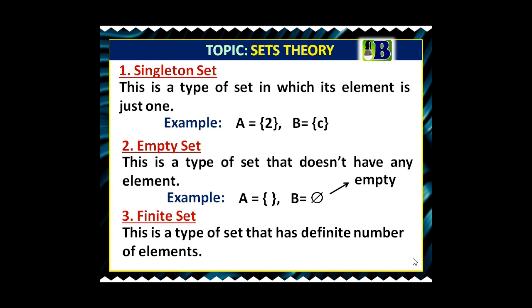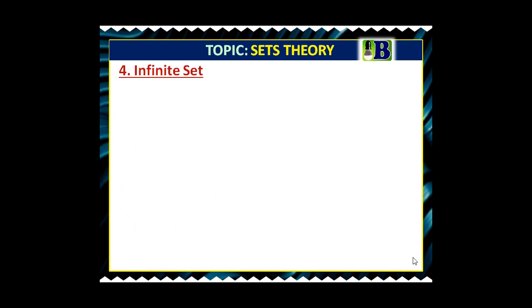Then we have the finite set. This is a type of set that has a definite number of elements, in the sense that you have a specific number of elements inside the set. Set A is equal to {2, 3, 5, 1}. If you look at the elements inside set A, there are 4: 2, 3, 5, 1. So anytime you are able to count the number of elements inside a set, it is called a finite set.